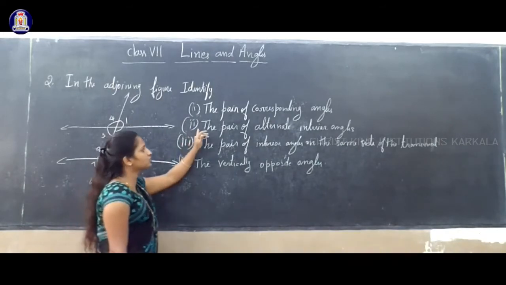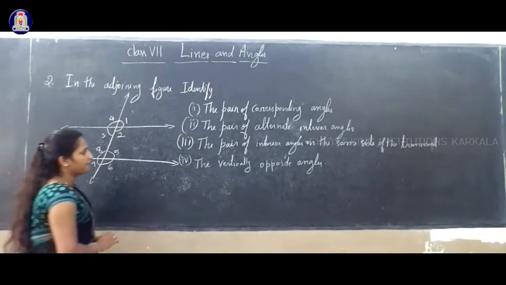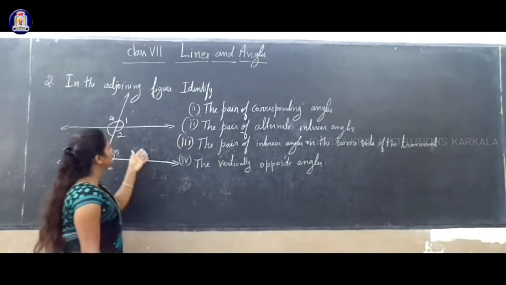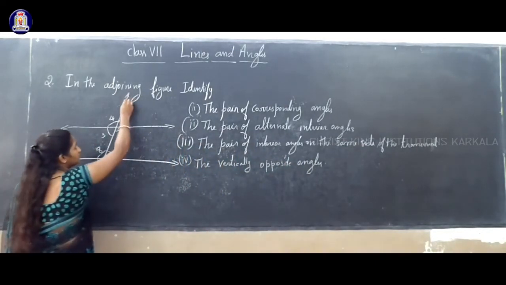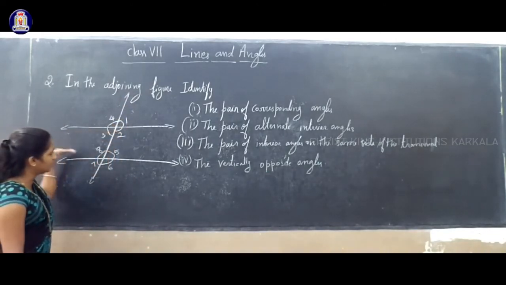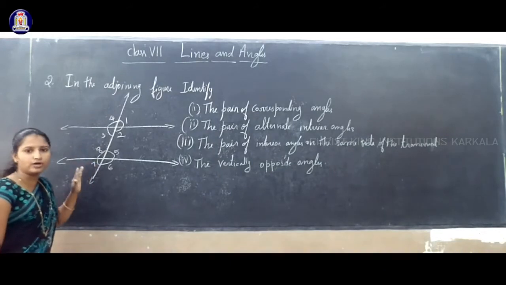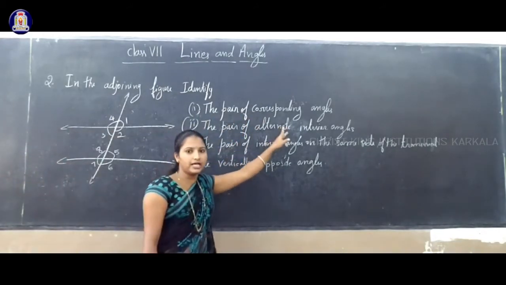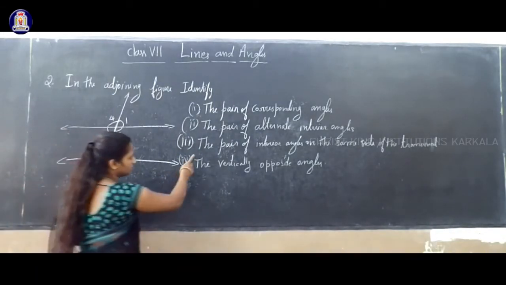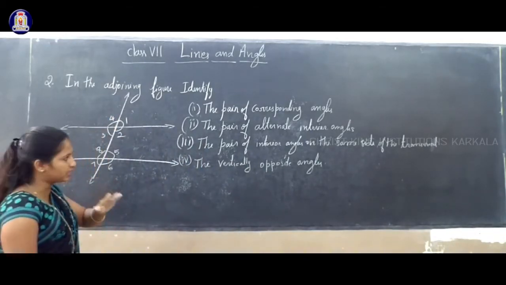Clear? The second question is pair of alternating interior angles. And third question, the pair of interior angles on the same side of the transversal. So now if you see this figure, you can understand which is a transversal. This line is a transversal of this figure. Clear? So two parallel lines, one parallel line is given. Two straight lines, correct? So in this you have to identify the pair of corresponding angles, and second one the pair of alternating interior angles, third one, the pair of interior angles on the same side of the transversal.